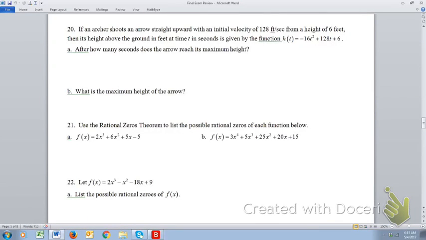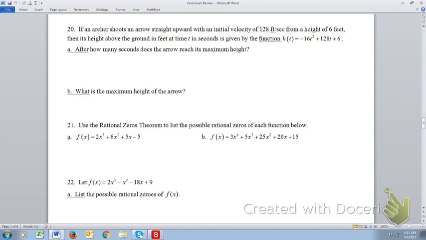On number 20 it says, if an archer shoots an arrow straight upward with an initial velocity of 128 feet per second from a height of 6 feet, then its height above the ground in feet at time t in seconds is given by the function h of t equals negative 16t squared plus 128t plus 6.